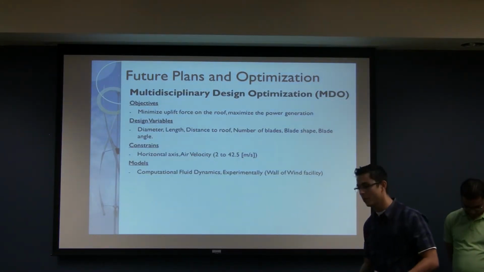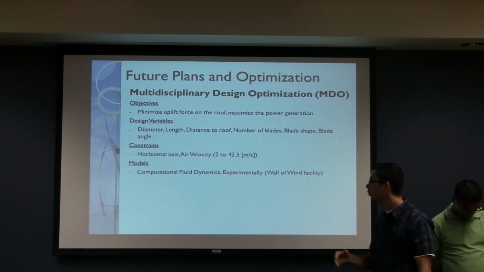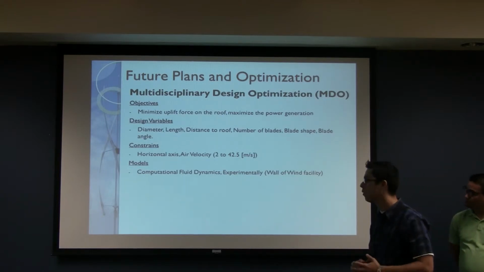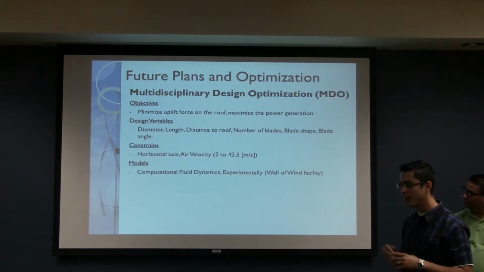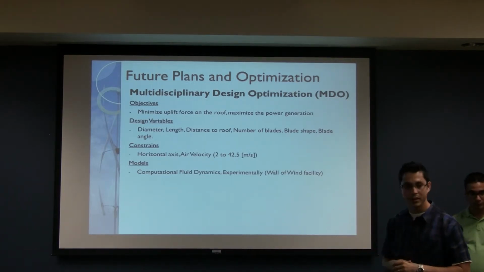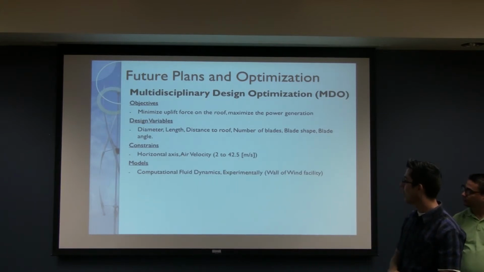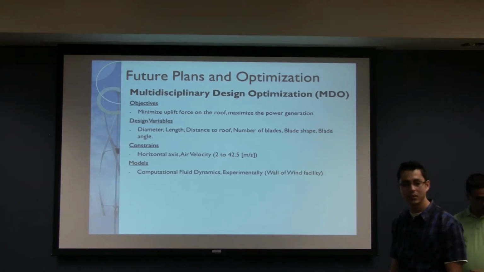Since this is a new approach, we're planning to do some optimization in order to reduce the uplift force effect and also to maximize power generation. While doing the optimization, we have to take into account different variables such as dimension of the turbine, number of blades, shape, etc. We want to use CFD, and we're also planning to use the Wall of Wind to actually test the turbine.